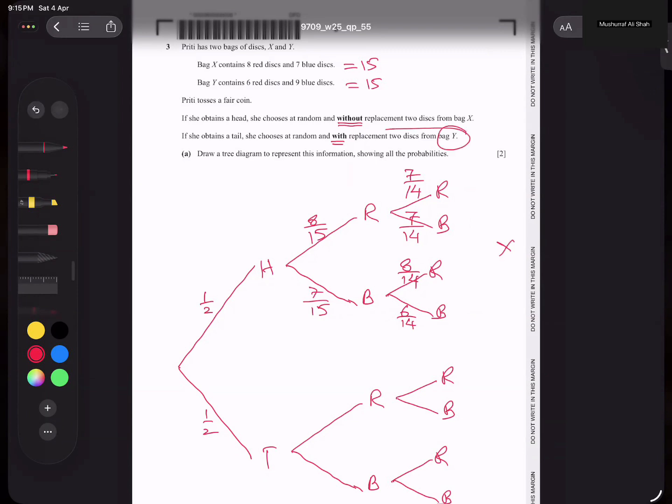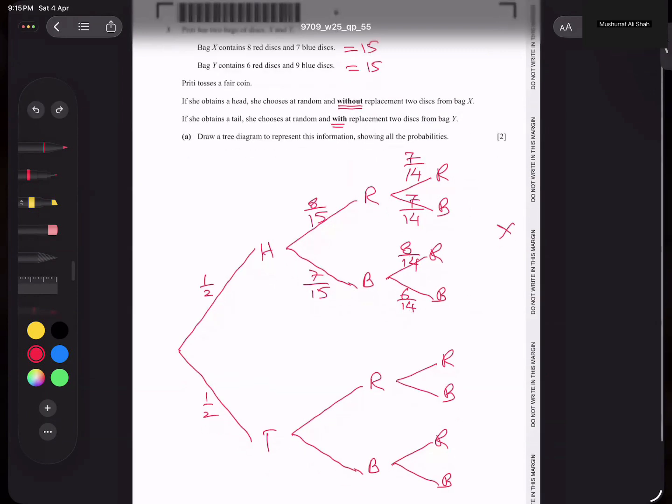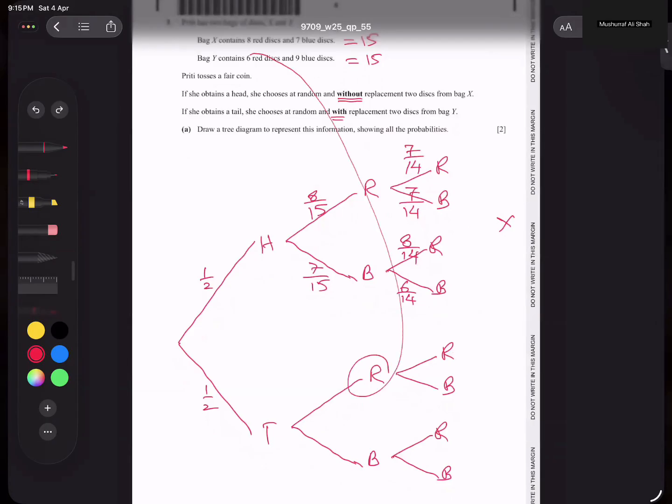And bag Y, make sure, is with replacement. So let's move on. Red, 6 out of 15. 6 out of 15 remains 6 out of 15. No change will come. And 9 out of 15, and 9 out of 15, 9 out of 15. I think the point is very clear. This will not change because he has used the with replacement concept. So the diagram is very clear. This is Y.